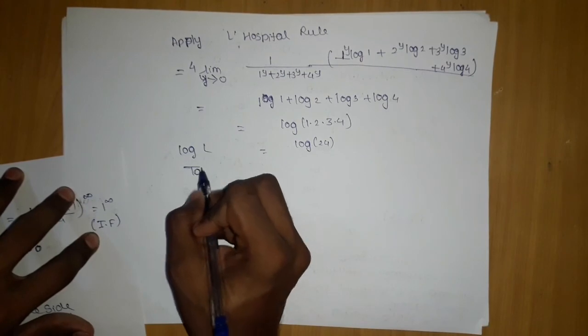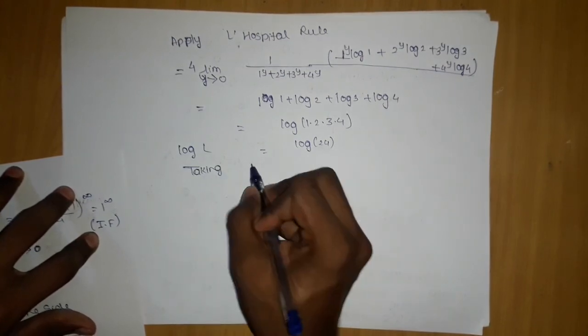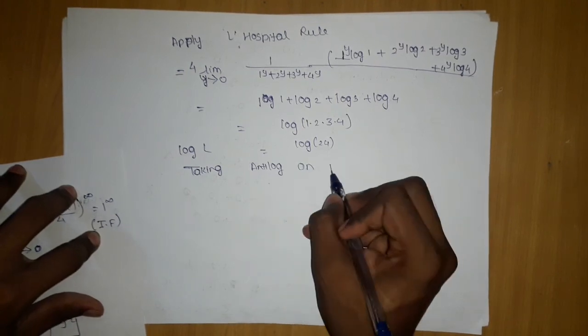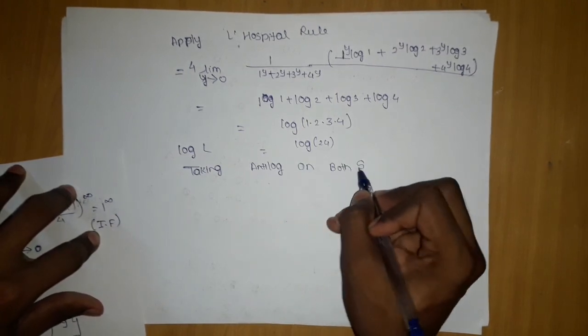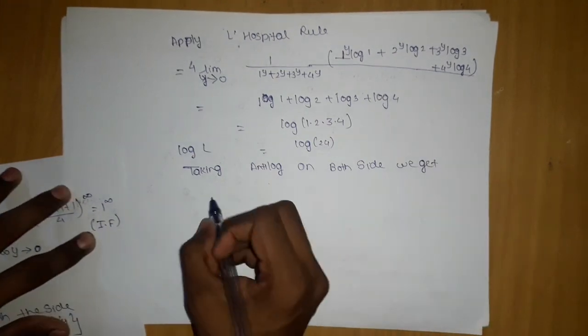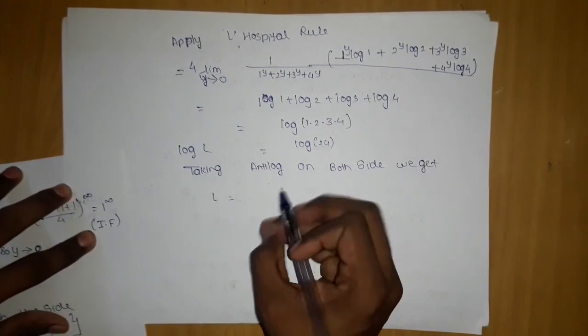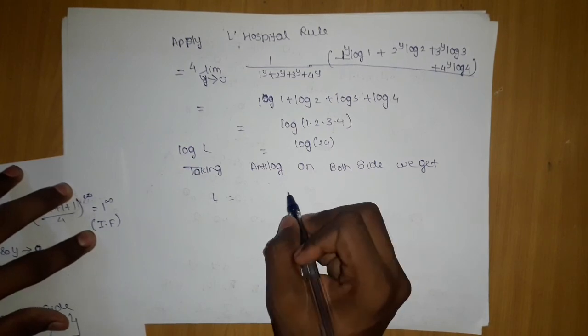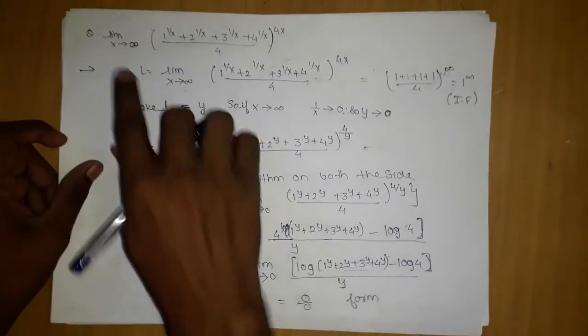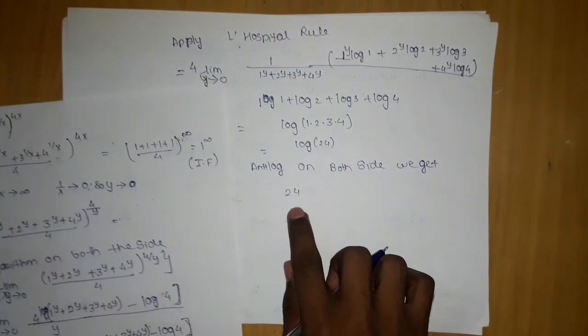Taking anti-log on both sides, we get L equals to 24. So you have to write the question again, this whole question, and write it is equal to this.